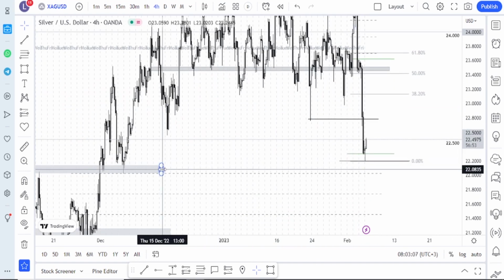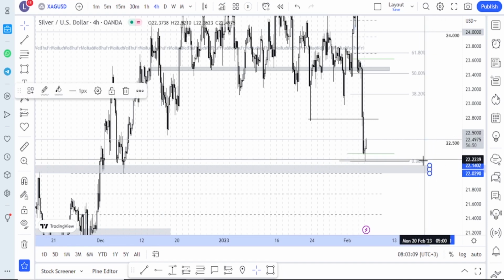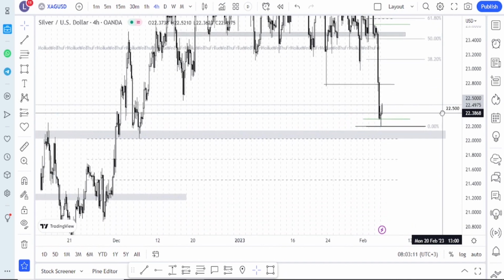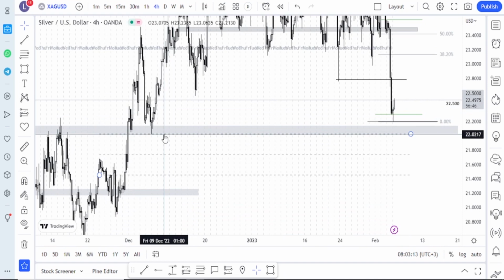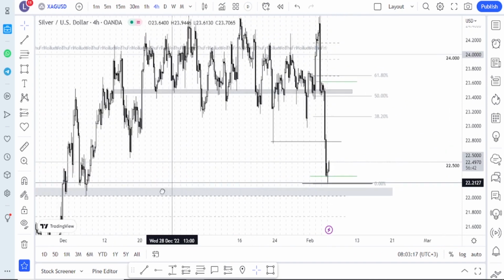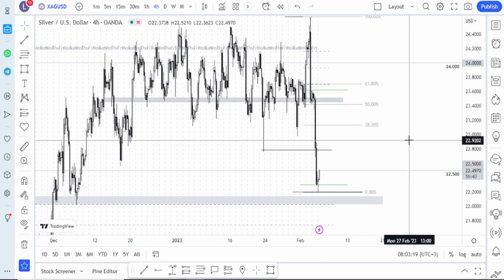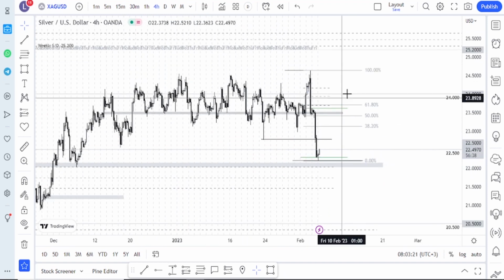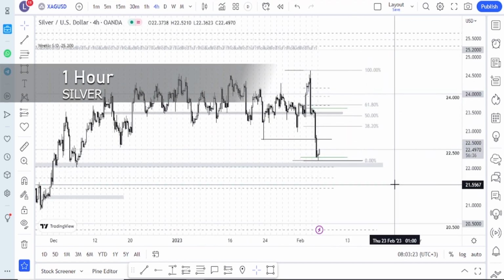You can see price has come and bounced off this level of supply and demand. So expect this liquidity to be taken below here. So what I'm waiting for is a retracement and then an expansion to the downside.